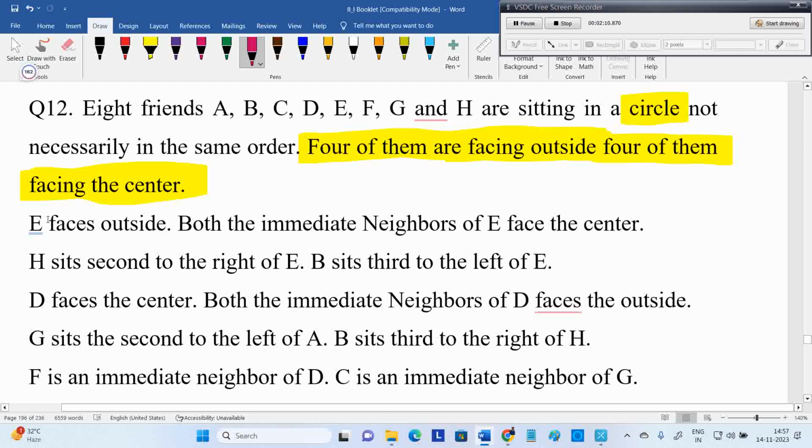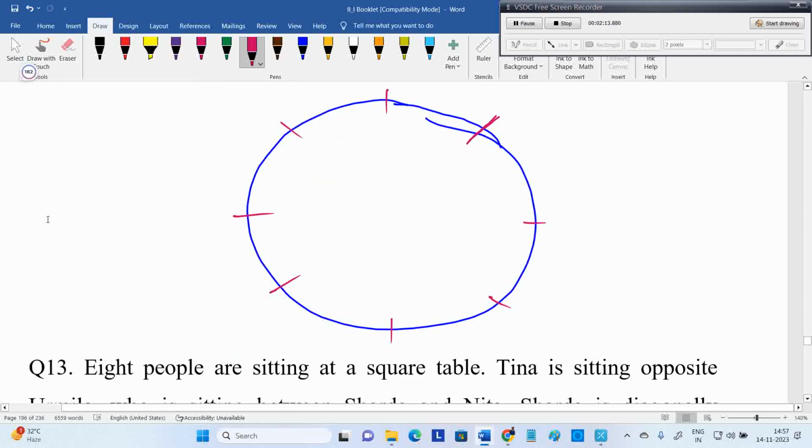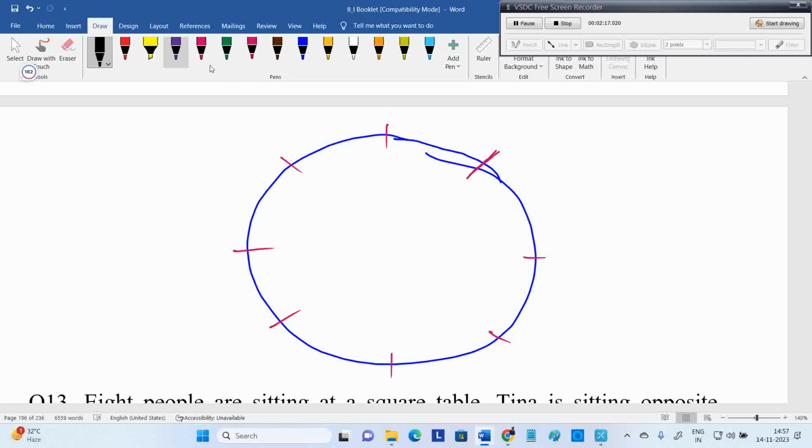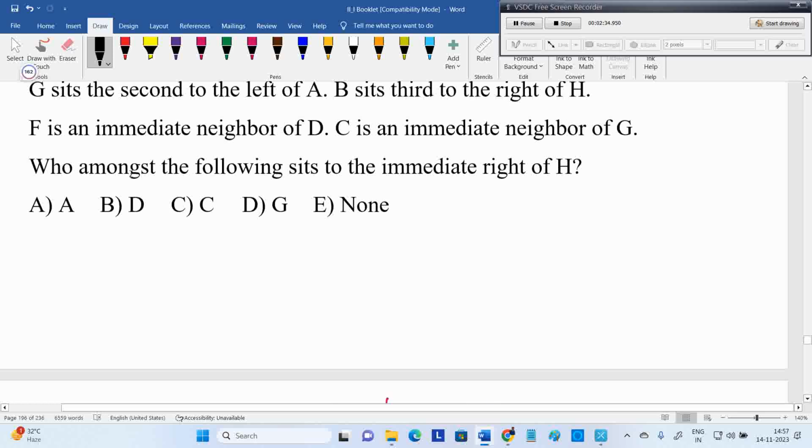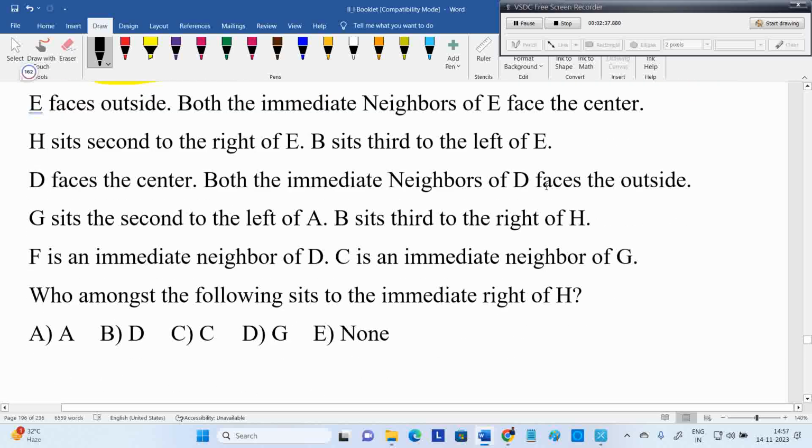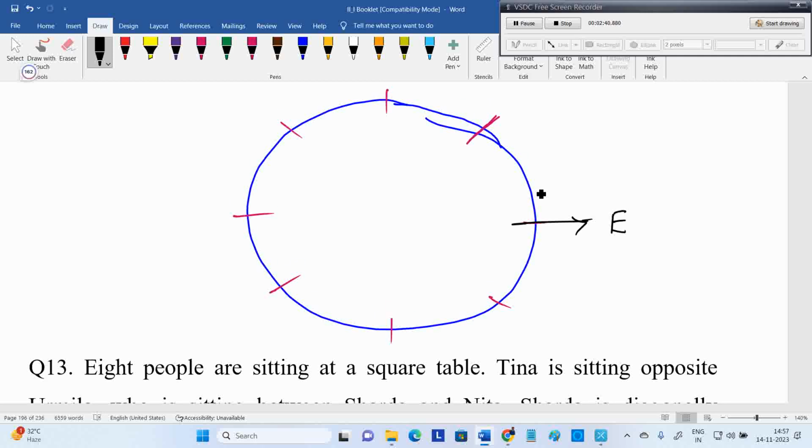E is facing outside. You take some slot and assign it for E. We can start at any point, no problem. Okay, I'm taking E here. E is facing outside. Listen everyone, when you are facing outside, your right and left are different from when you're facing towards the center. Here E is facing outside, and is there anything given about the neighbors of E? Yes, both the neighbors of E are facing towards the center. So those who are neighbors of E, these two people on E's right and left, are facing towards the center. Here it is not mentioned who the 4 people facing outside are, that list is not given.